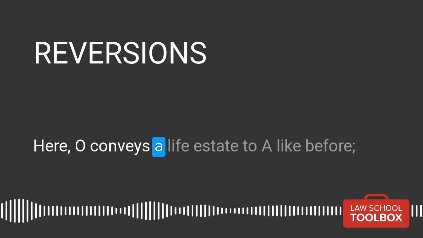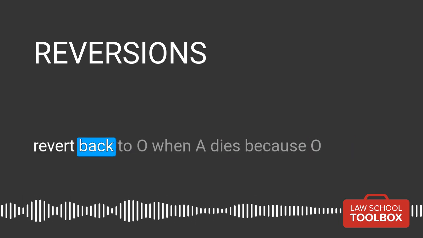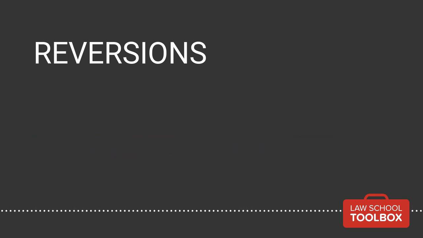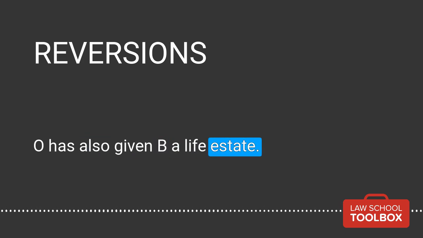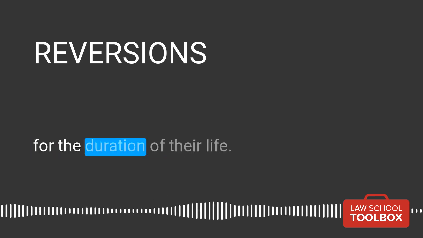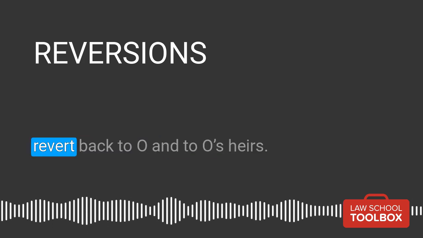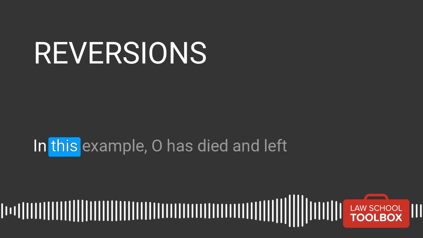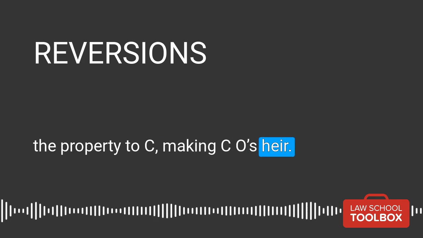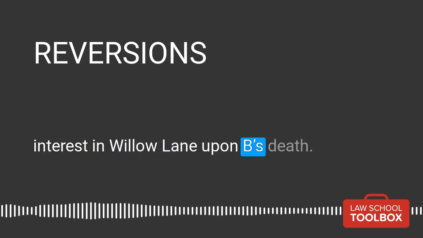Here, O conveys a life estate to A like before. However, in this example, the property won't revert back to O when A dies because O has given a second piece of the pie away. O has also given B a life estate. So when A dies, B will hold a fee simple interest in the property for the duration of their life. When B dies, then the property will revert back to O and O's heirs. In this example, O has died and left the property to C, making C O's heir. So C will own a fee simple absolute interest in Willow Lane upon B's death.